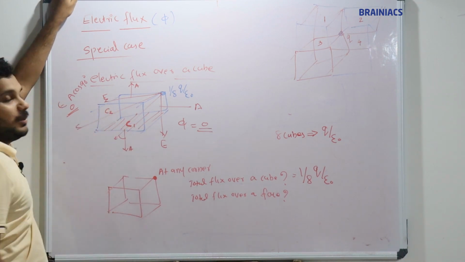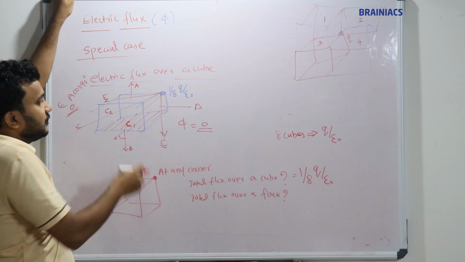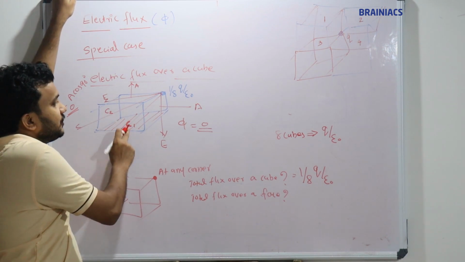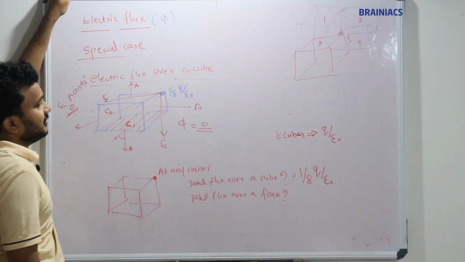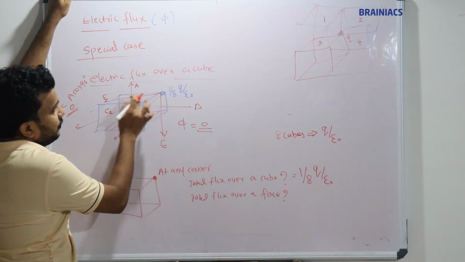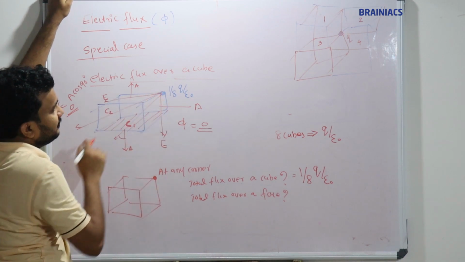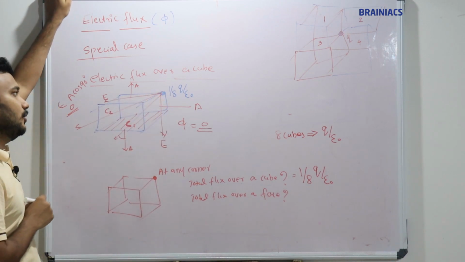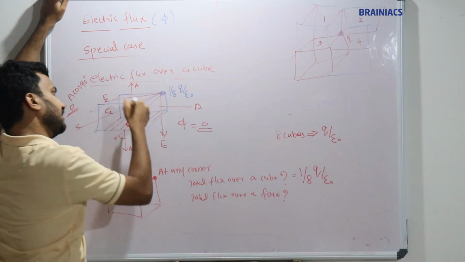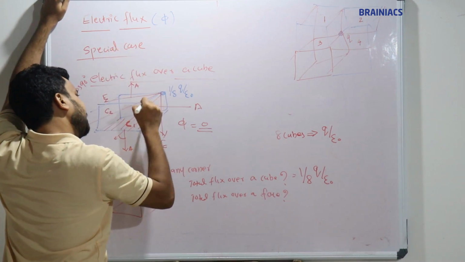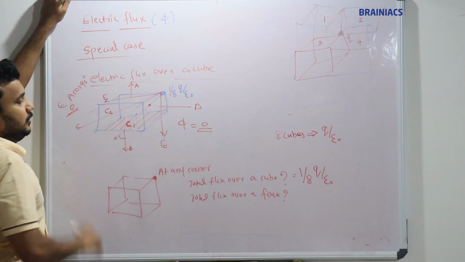C2 surface is valid. So C1 flux should not be 0, C2 flux should not be 0. Then what are the other surfaces? The back side surface is 0, the top side surface is 0, this side surface will be 0. So 3 surfaces are gone. This surface 0, the top side surface 0, the back side surface also, because the electric field lines run along them. So 3 surfaces will be gone.